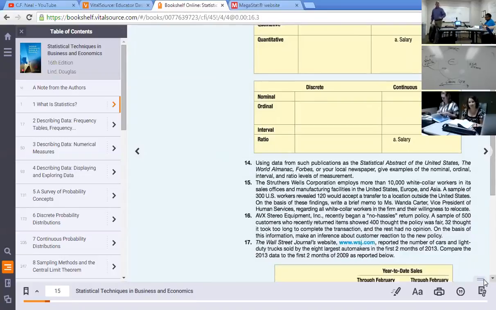All right, so stereo equipment recently begins a no hassles return policy, a sample of 500 customers who recently returned items showed 400 thought the policy was fair, 32 thought too long, and the rest had no opinion. On the basis of this information, what can you infer about the data? No one speak out. But that is the homework for chapter 1.